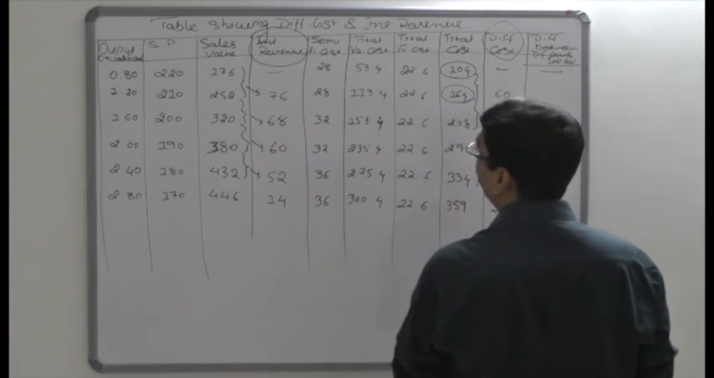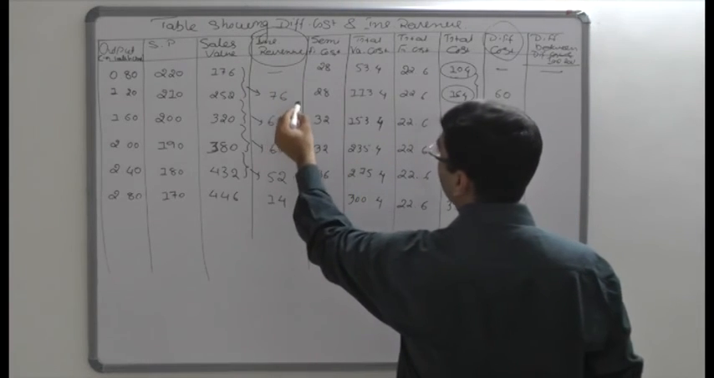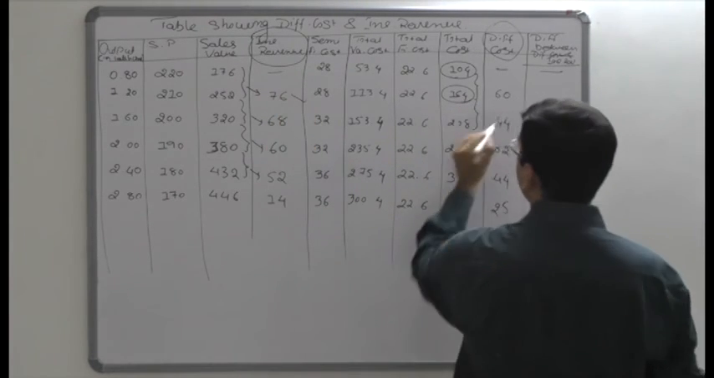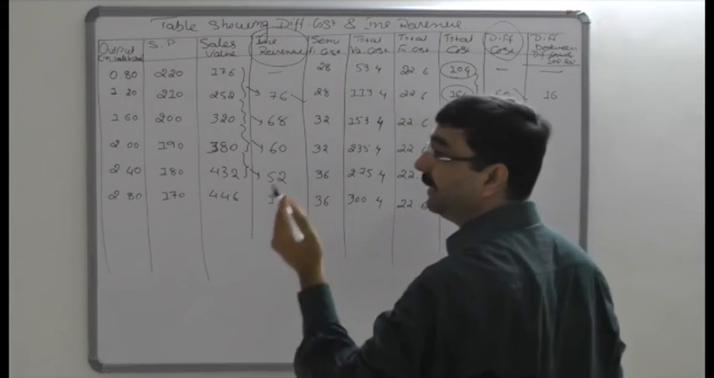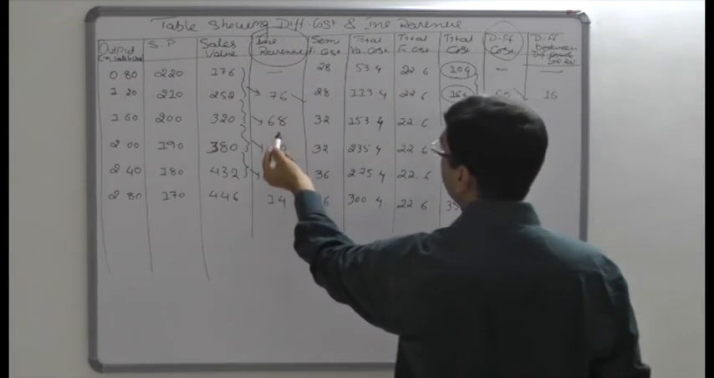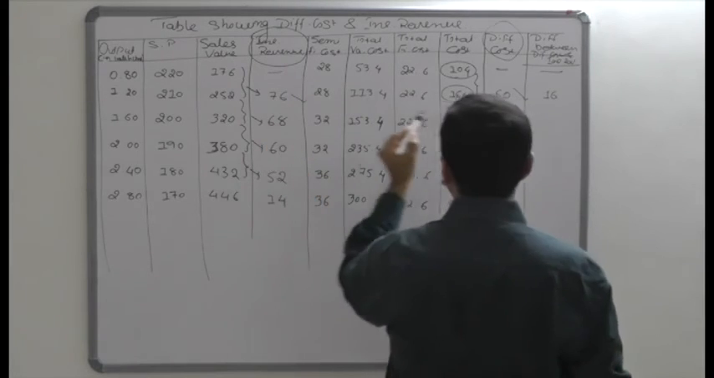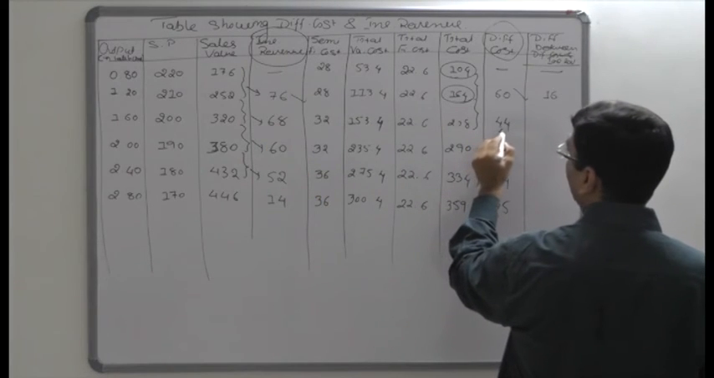First is 0.80. For 0.80 we don't have any particular incremental revenue and differential cost, so there would be no comparison. Start with the 1.20 output. For 1.20, the incremental revenue is 76 and the differential cost is 60, so the earned profit is 16 net. In case of 1.60, the incremental revenue is 68 and the differential cost is 44.